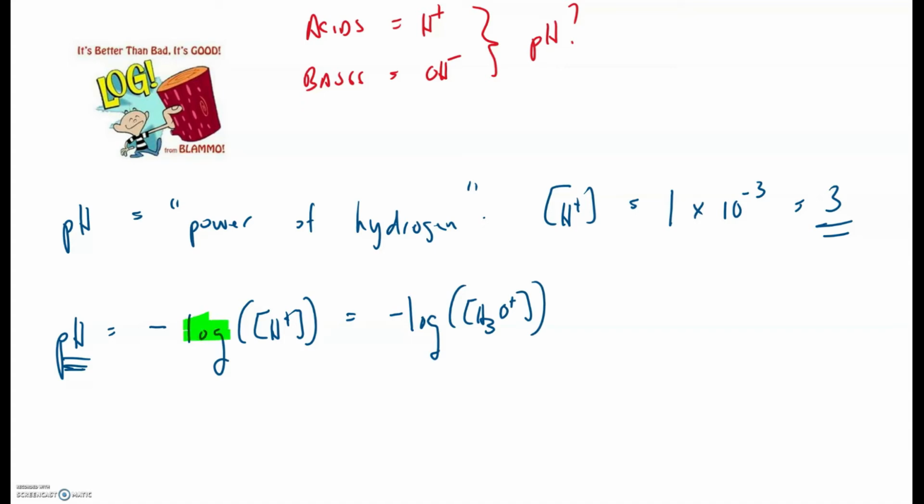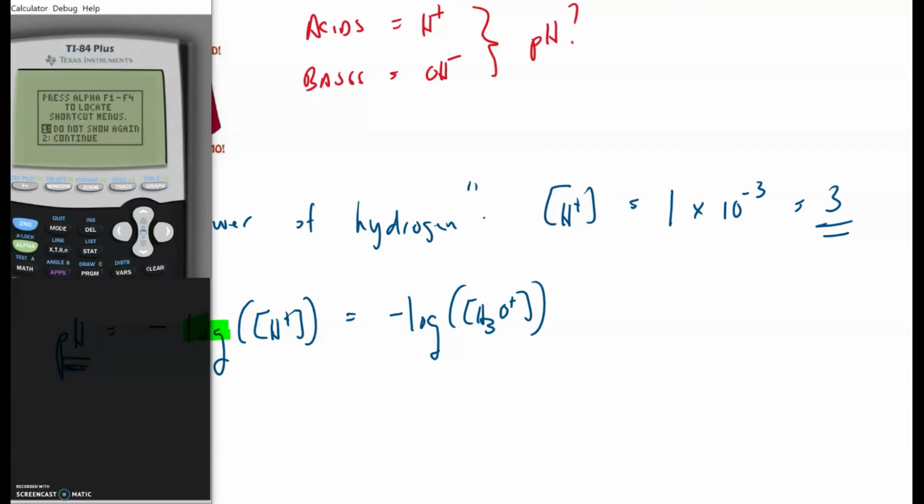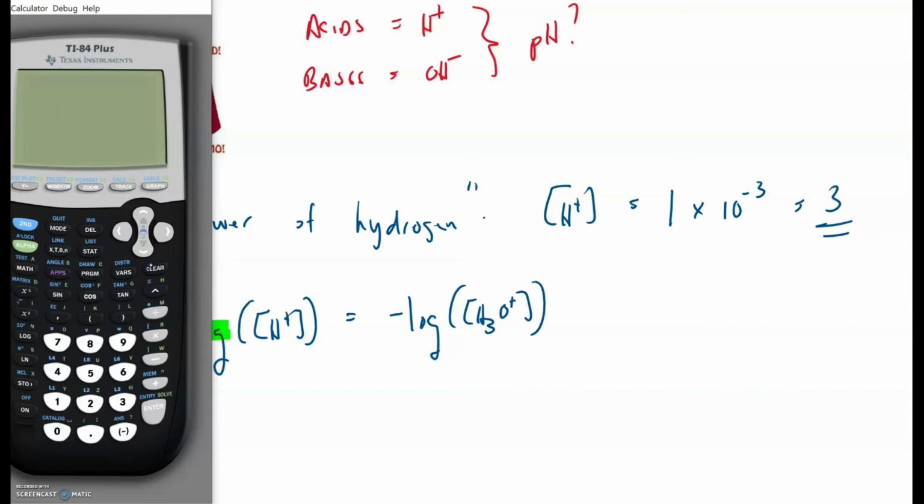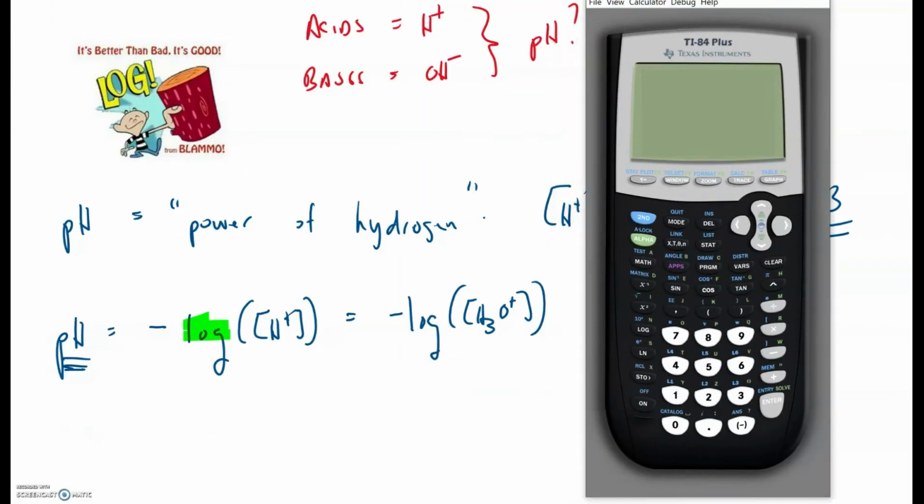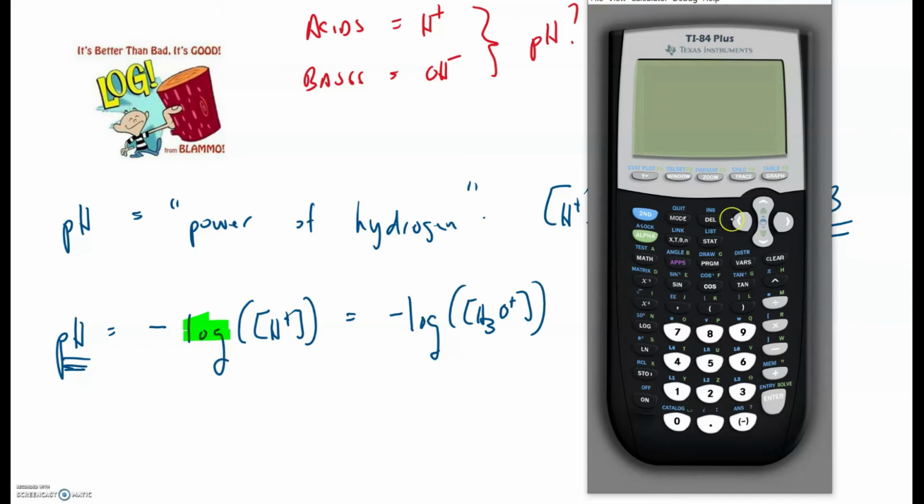And so, where do we find this log button on your calculator? Right here. So make sure you have your graphing calculator with you, and the log button is this guy right here. So let's try a couple of these, and what we're going to do is convert from H plus to pH and vice versa. I'll show you how to do it from pH from H plus and pH from OH minus. All right, so let's take an example.